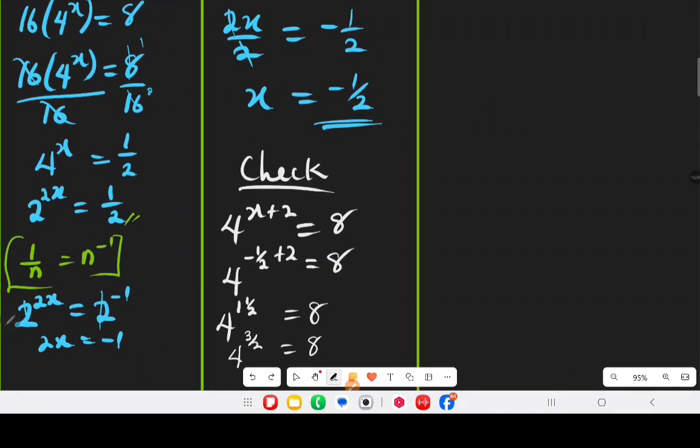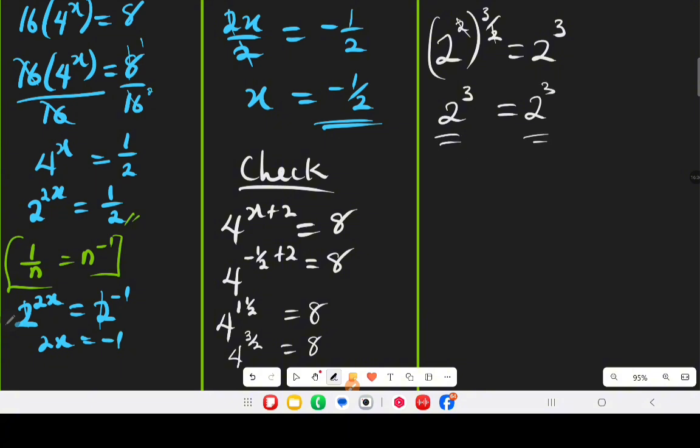We can change both sides to base 2. We have 2 raised to the power of 2 all raised to the power of 3 over 2 equal to 2 raised to the power of 3. Now 2 can cancel, left with 2 raised to the power of 3 equals 2 raised to the power of 3. The left hand side is equal to the right hand side, meaning our answer is correct.